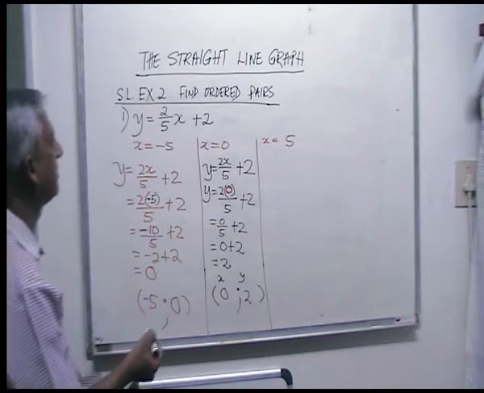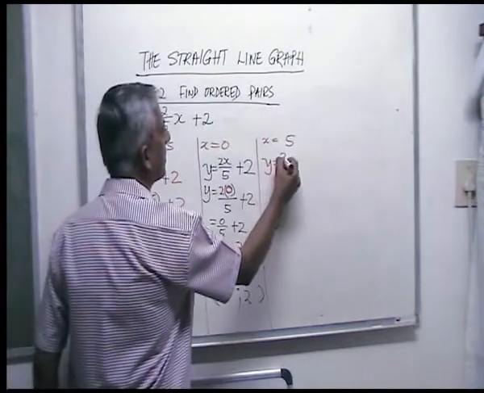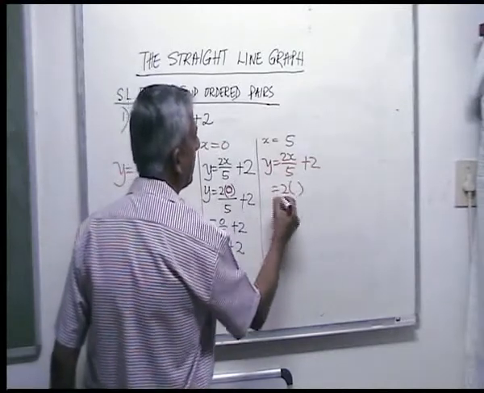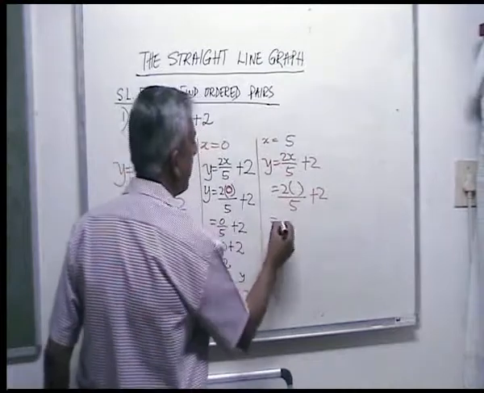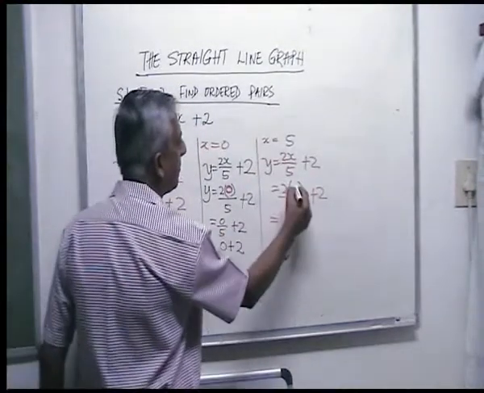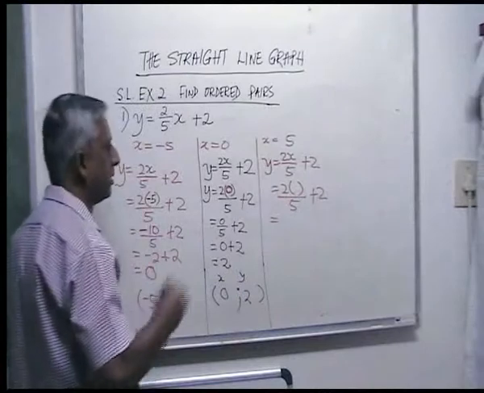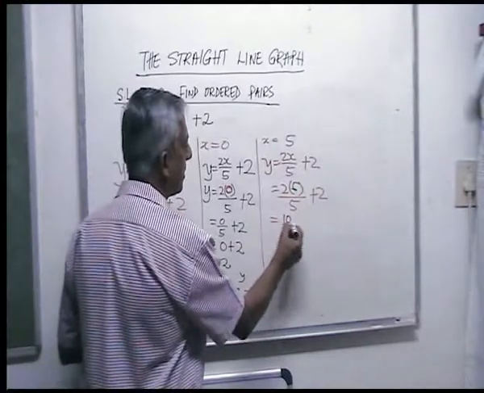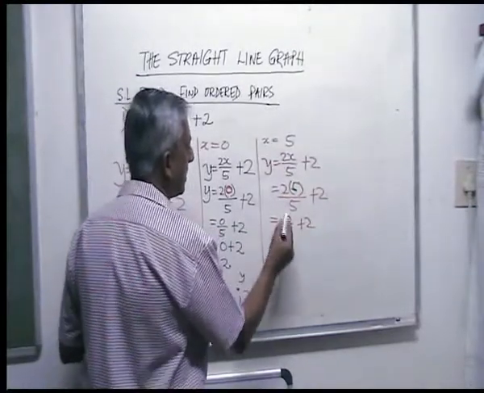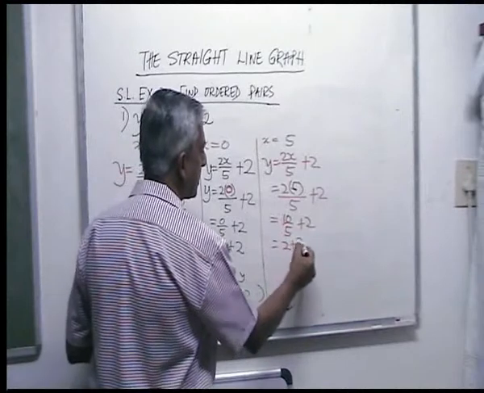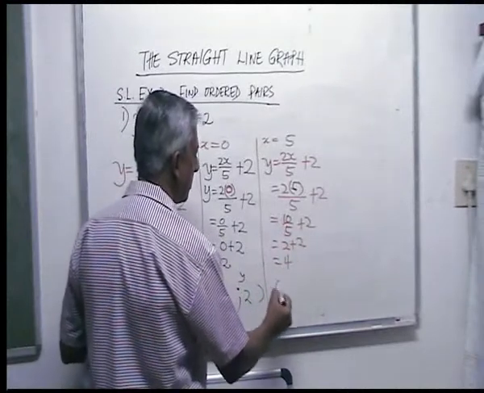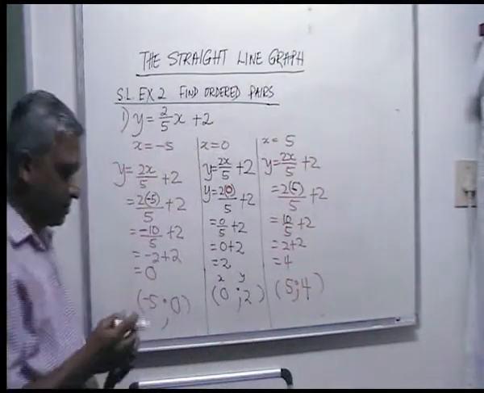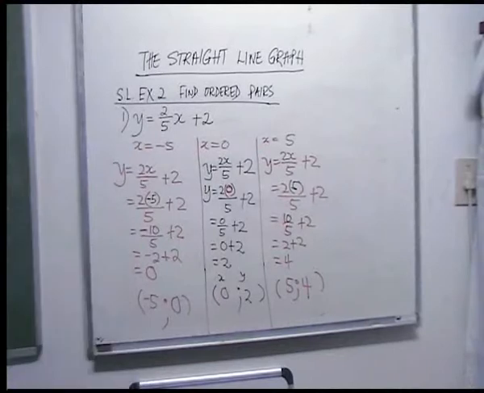Now we come to the third part. Y is equal to 2x over 5 plus 2. 2 times something all over 5 plus 2. Right, this time we are putting in 5. So, there's the 5. 2 5s, 10. 10 over 5 plus 2. 10 over 5, 10 divided by 5 is 2. 2 plus 2, answer is 4. So your ordered pair is x is 5 and y is 4. Alright, so you must be able to handle fractions.